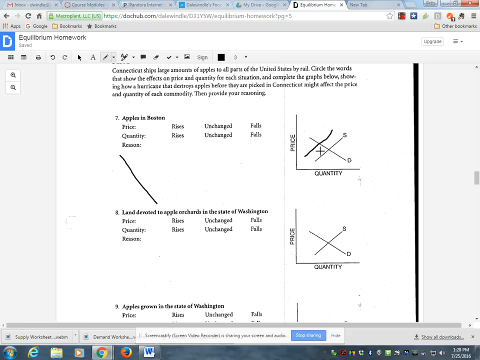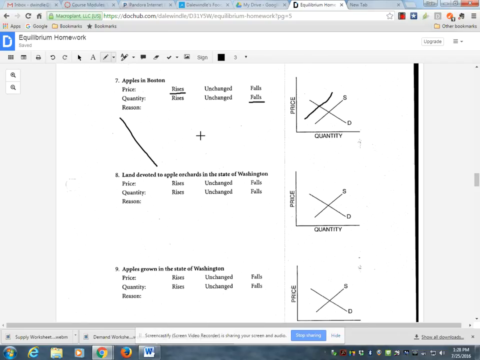And if you look at the chain between the two equilibriums, the price is going to rise, obviously, and the quantity sold is going to fall, and that makes sense, right? So we got more expensive apples.